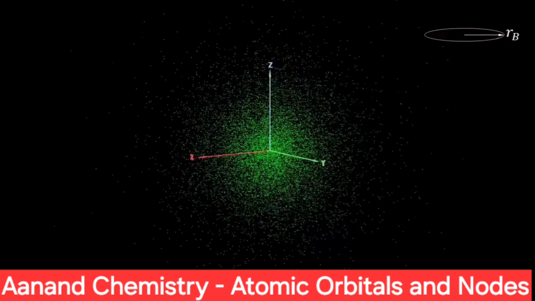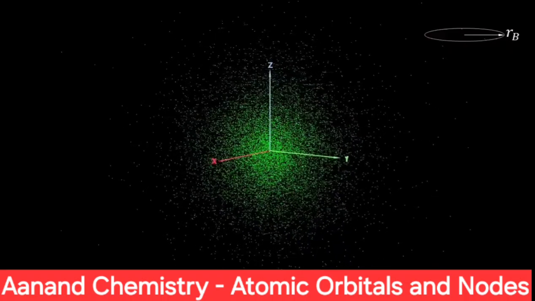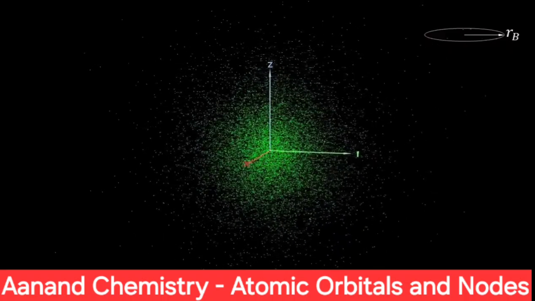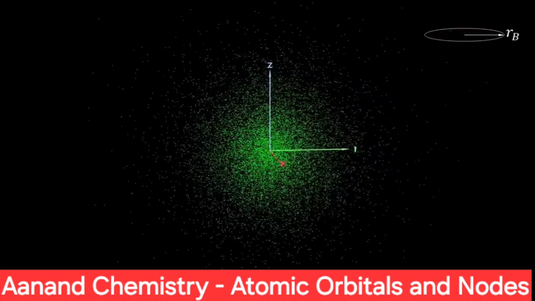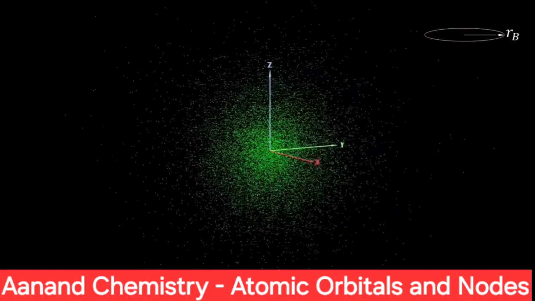This simulation depicts the orbitals as clouds of points. The regions with the highest density of points are those where the electron is most probably found.